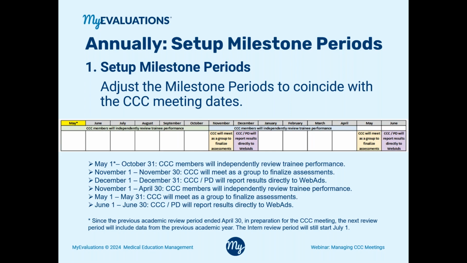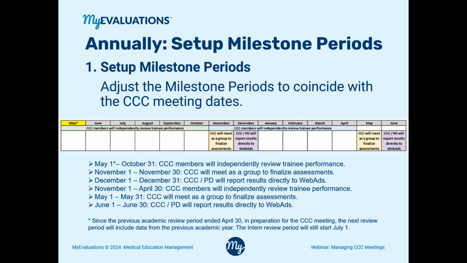These are the periods where the system is collecting data to present it to the CCC. I want you to imagine that you are collecting evaluation data, procedure data, conference attendance data. You're collecting all types of data during the entire academic year, from approximately July till June of the following academic year. You are constantly collecting data.